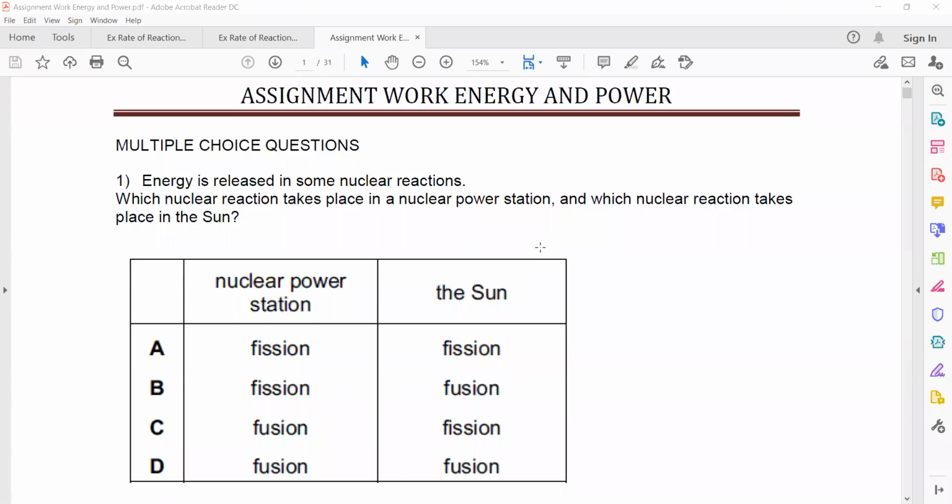Okay. Questions related to work, energy, and power. MCQs first for discussion. Energy is released in some nuclear reactions. Which nuclear reaction takes place in a nuclear power station and which takes place on the sun? What is the answer?